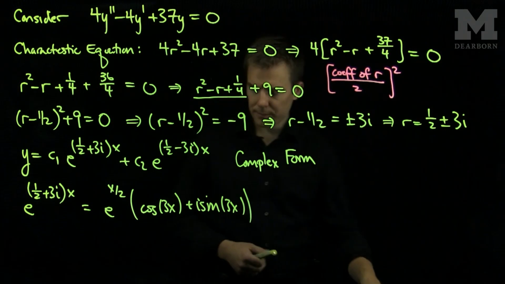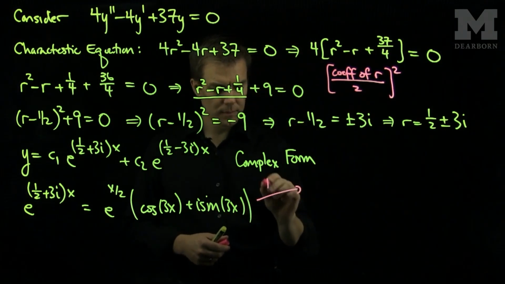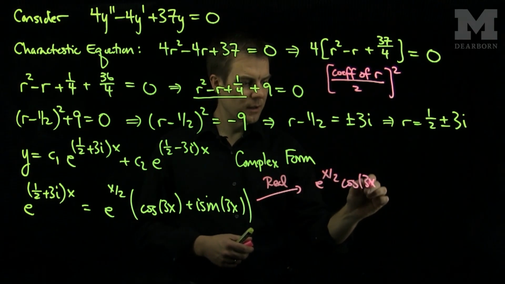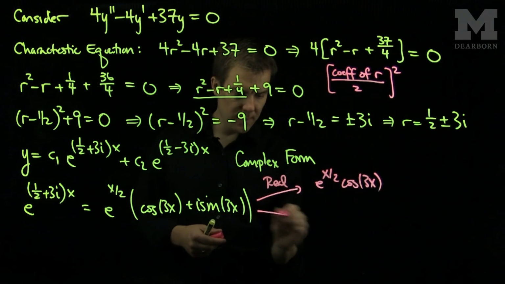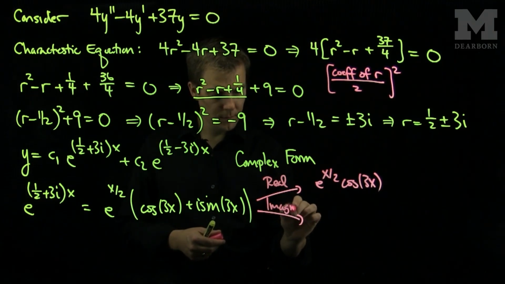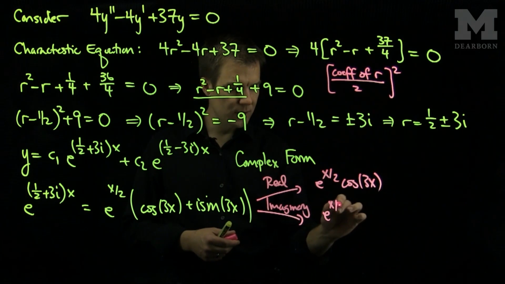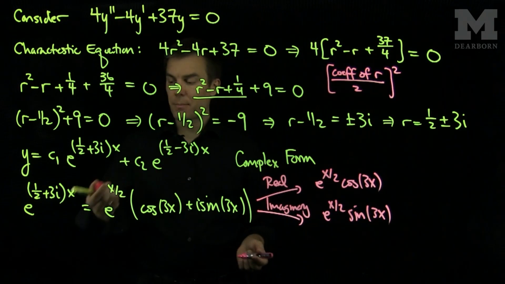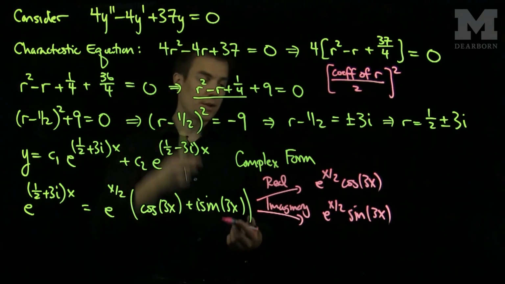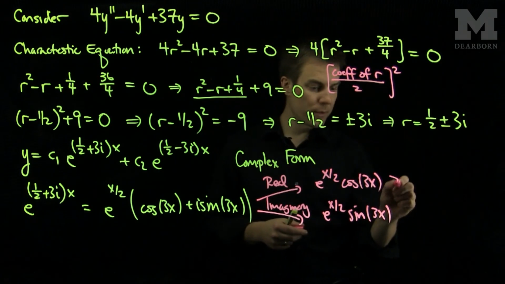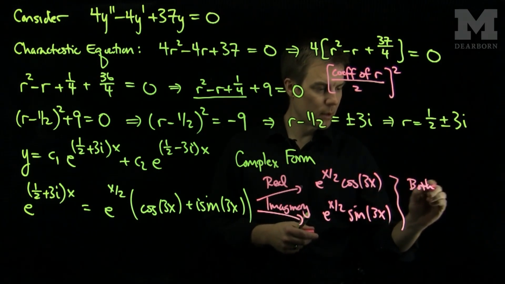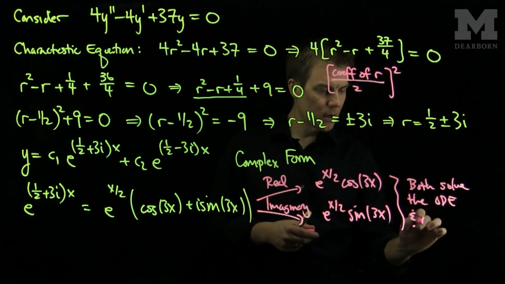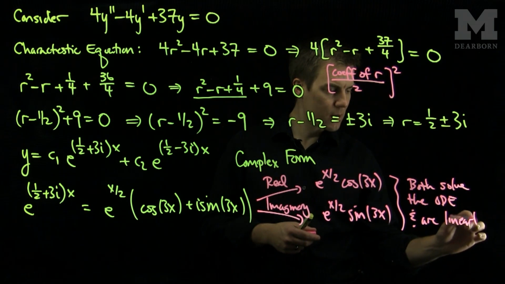And therefore, the real part of this is e to the x over 2 cosine of 3x. And the imaginary part is e to the x over 2 sine of 3x. Both the real and imaginary parts of this complex solution would be a solution of the original equation. So we see that both of these solve the ODE and are linearly independent.